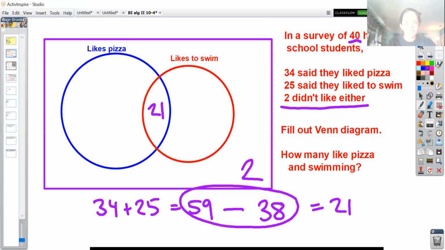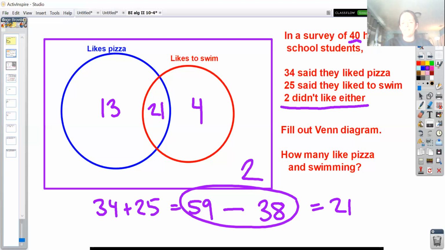And then from there, we can figure out what would have to just go in the pizza and just go in the swimming. If 34 like pizza, then I know that there would have to be 13 more who like pizza but don't like to swim. That way the 13 and the 21 would add up to 34. And if 25 like to swim, then I know that there's a 4 that goes in there. So there would be 4 people who like to swim who don't like pizza. And then you can check yourself by adding up all those numbers and making sure that they add up to 40, which they do.